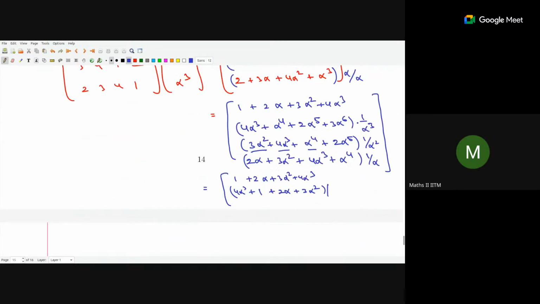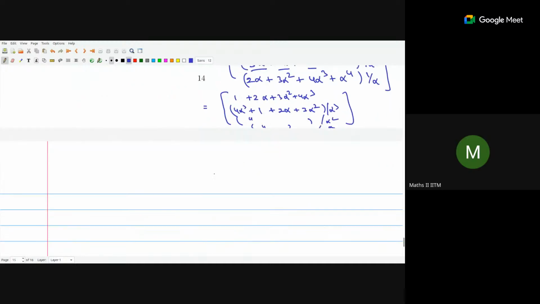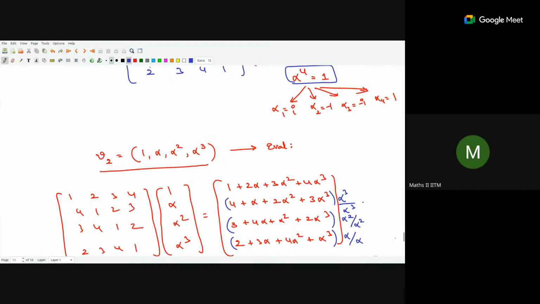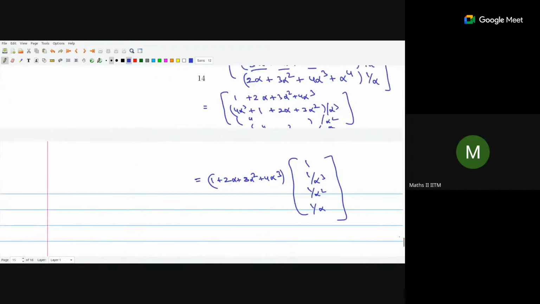We have this by alpha cube, the same thing by alpha square, and the same thing by alpha. Now if I pull that out, 1 plus 2 alpha plus 3 alpha square plus 4 alpha cube, I will have 1 by alpha cube, 1 by alpha square, 1 by alpha. But still we didn't get this 1 alpha square alpha cube. Again, you just do a little bit of manipulation. You just multiply alpha and divide it by alpha.